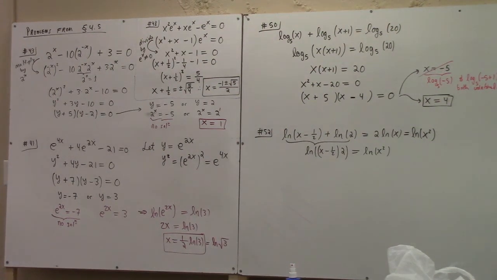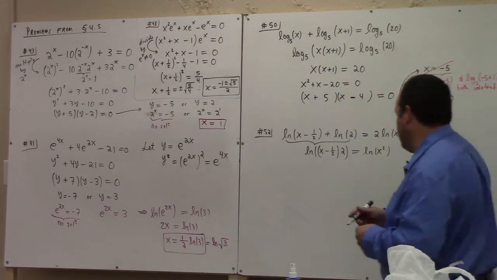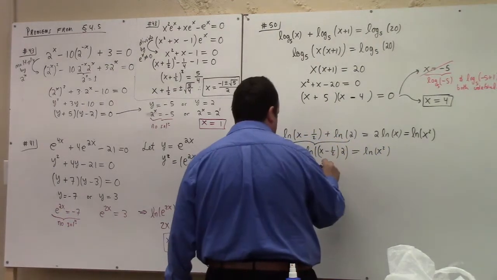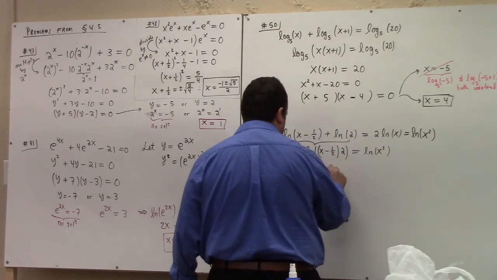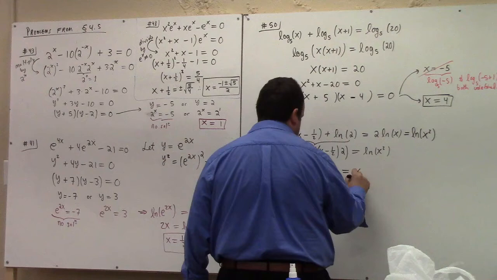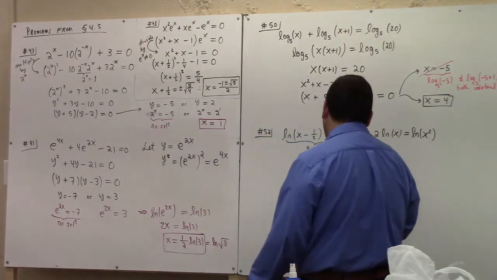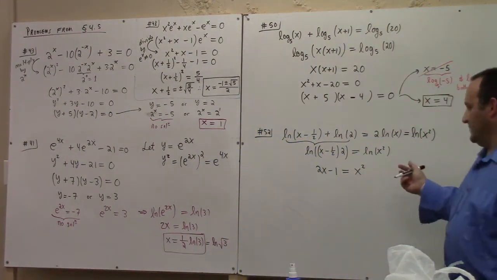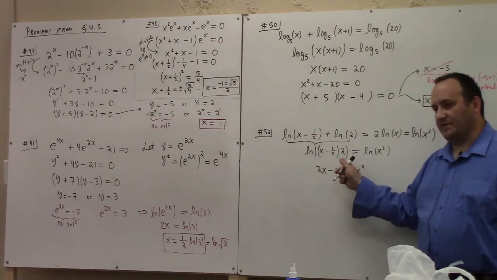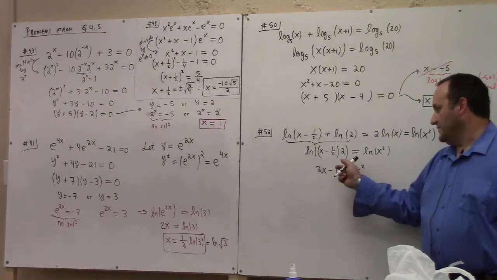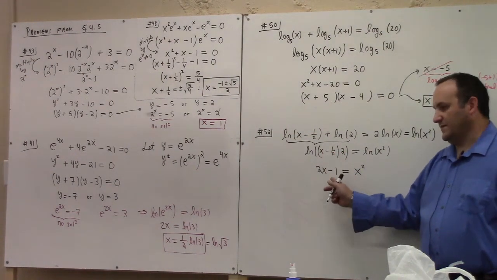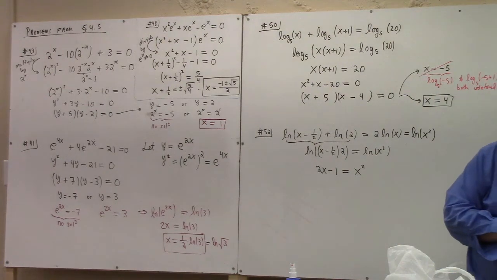And then we can take the exponential of both sides, or we could use the one-to-one property for the log. However you want to slice it, this gives us that 2x minus 1 is equal to x squared. Why do I have 2x minus 1? Because if we multiply 2 times x minus 1/2, we get 2x. And 1/2 times 2 is 1, but there's a minus, so I get a minus 1. You guys follow me?